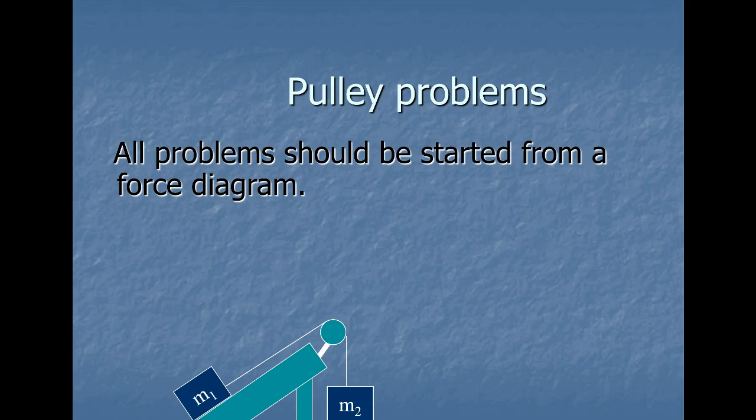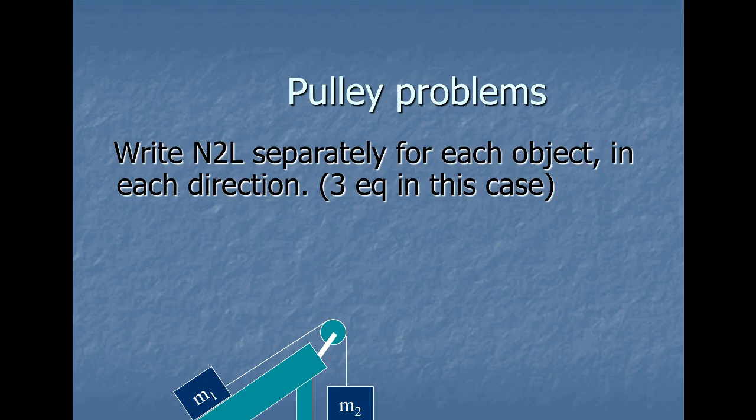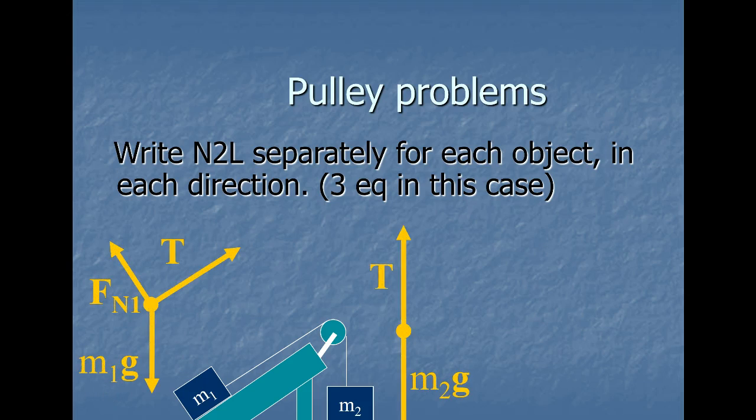So all of these pulley problems should be started from a force diagram. And so this is going to be an angle theta here that we'll use. And we're going to write Newton's second law separately for each object in each direction. So there will be 3 equations in this case, because we'll need 2 equations for M1 and 1 equation for M2. And here you have them.